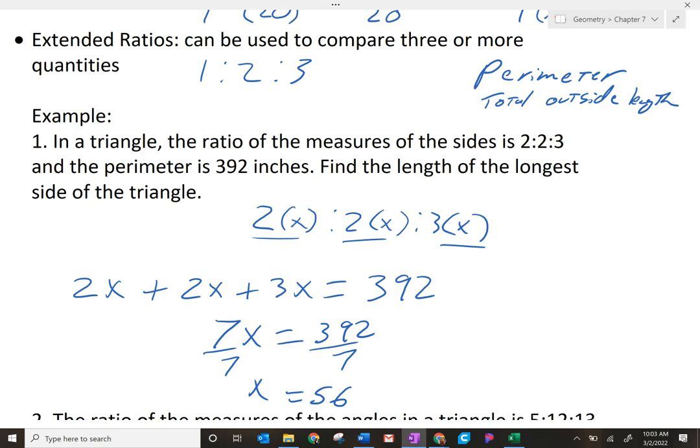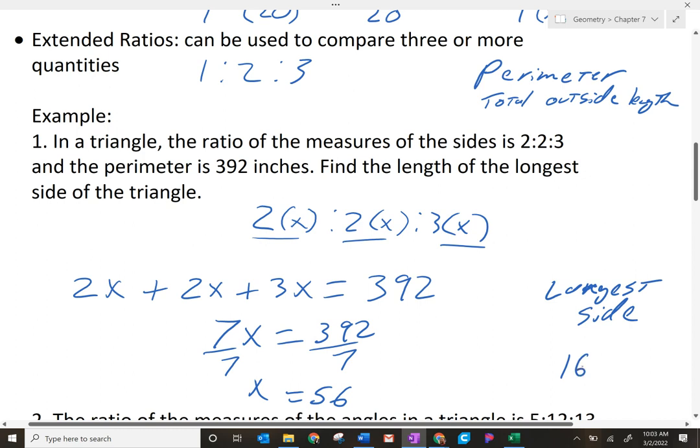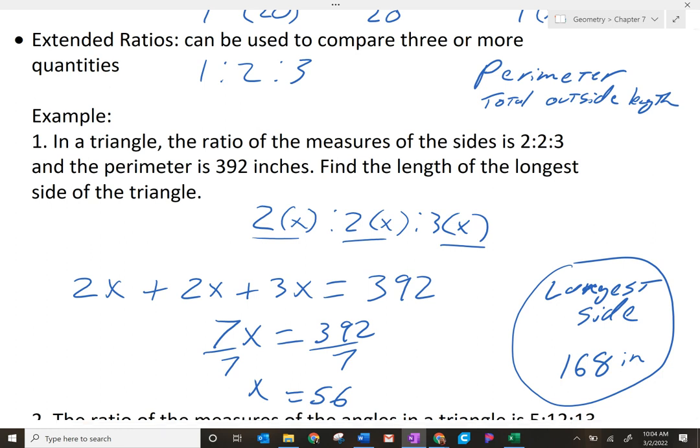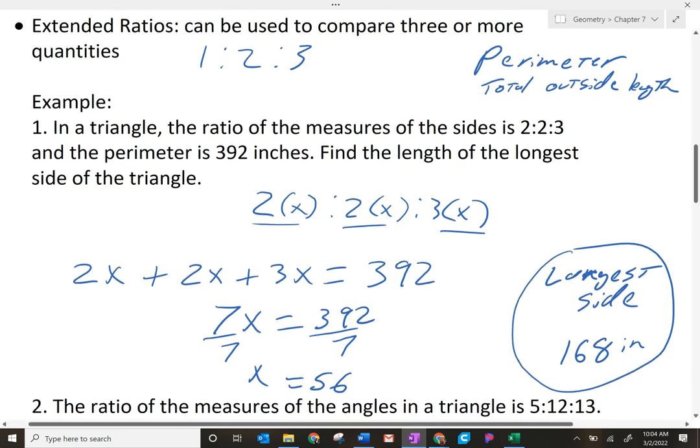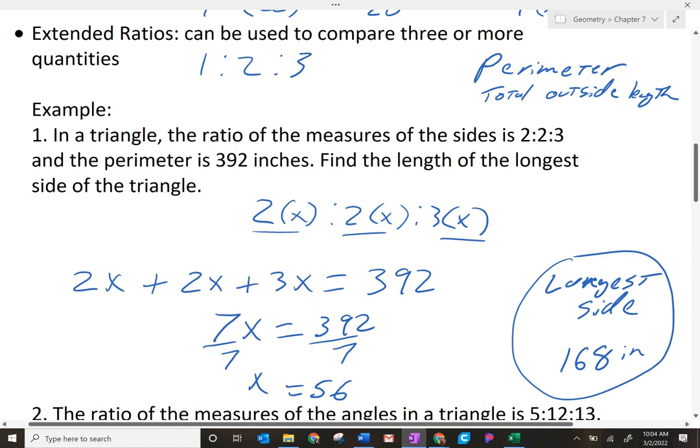So I'll take 56 times 3. Perfect. My longest side is going to be 168 inches. Again, you can plug it into the 2x and 2x and just find the biggest number. But again, the ratio-wise, it's still going to work out the same way. Questions on that part?